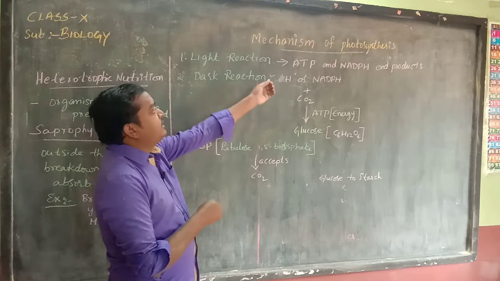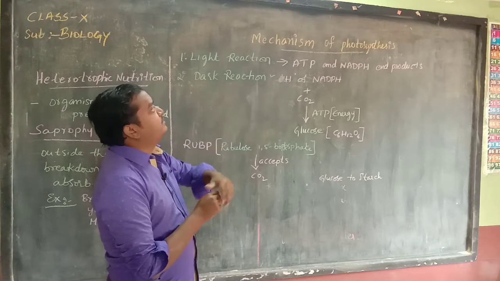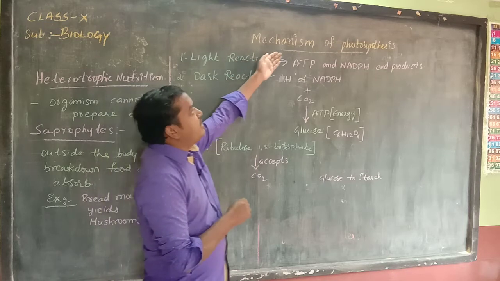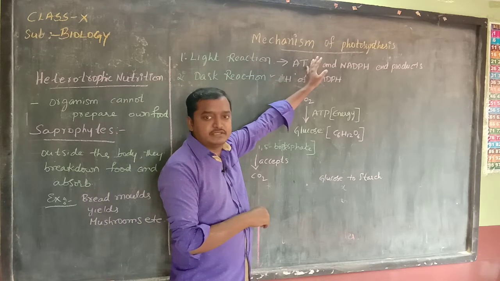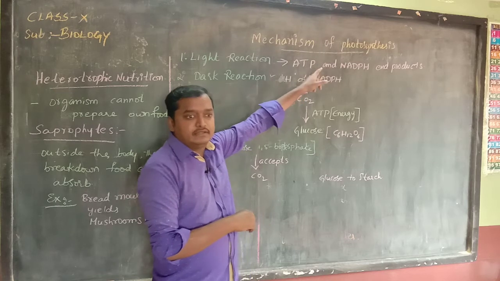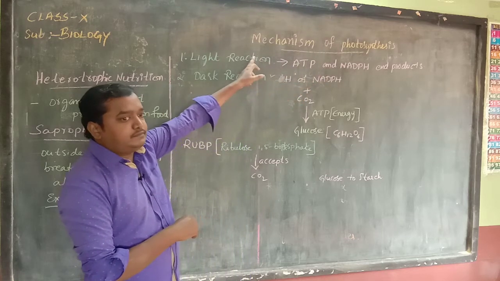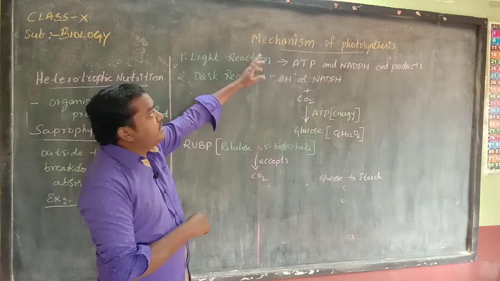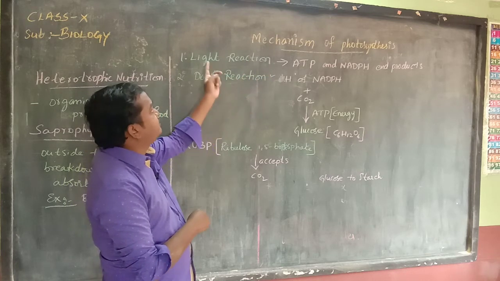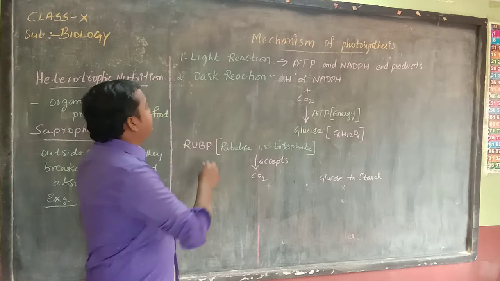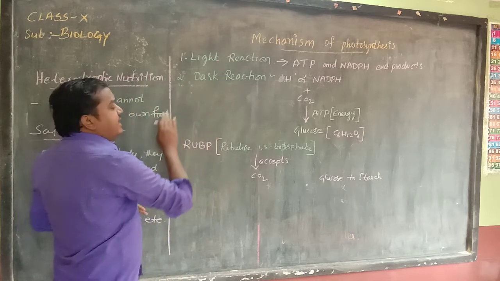My students, in the last class we have seen the mechanism of photosynthesis. The mechanism of photosynthesis completes in two major steps. One is the light reaction. The second one is the dark reaction.